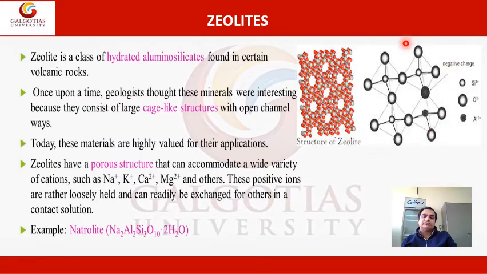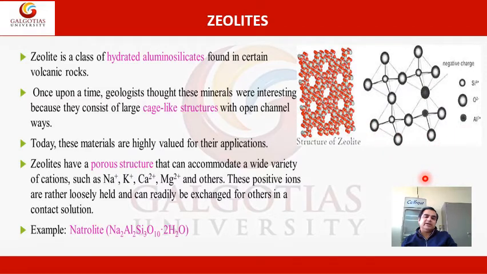So this is the structure of zeolite, in which the small atoms represent the Si4+ ions, the big atoms represent the O2- ions, while the black atoms represent the aluminum ions in the zeolite structure.